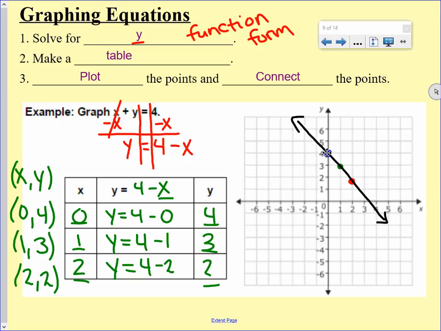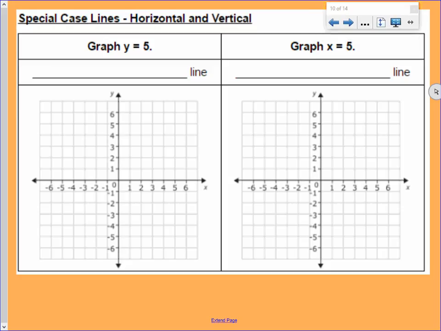Now we have 2 special case lines that are our horizontal lines, so a left and right line, and our vertical lines, straight up and down. So if we want to graph y equals 5, if we look at that, there's no x. In our first equation, we had both an x and a y. In this one, there's no x. So when it's just a y there, no x, y equals 5, that is going to be a horizontal line.